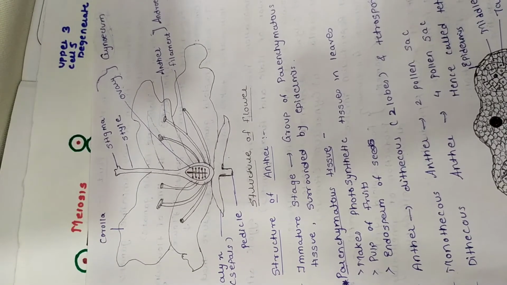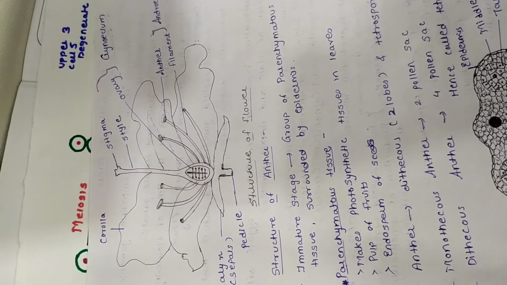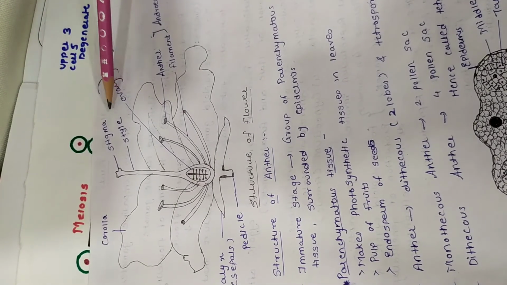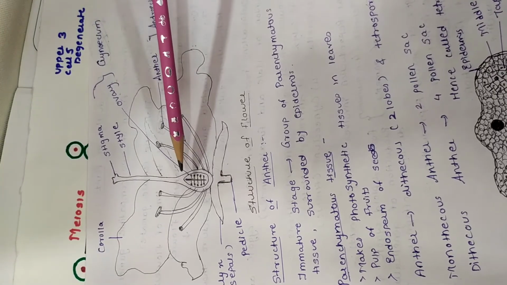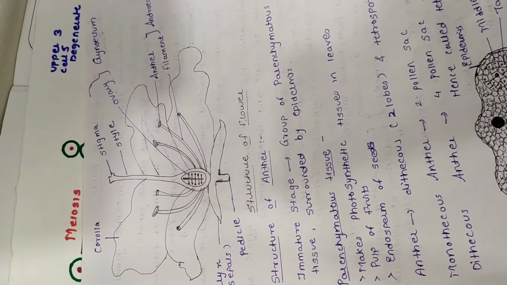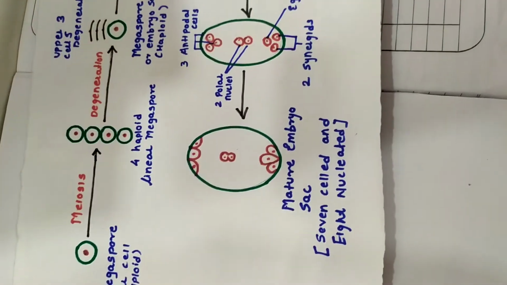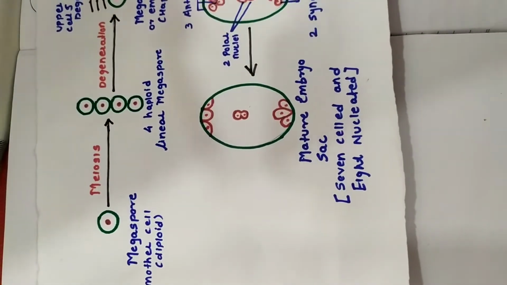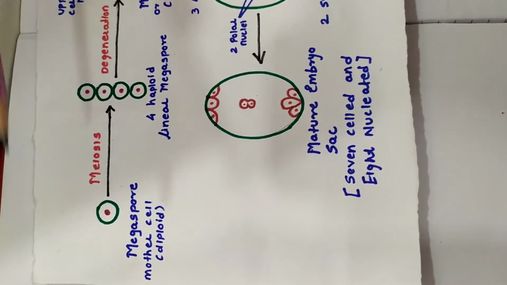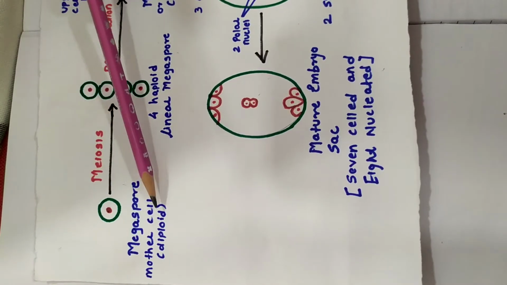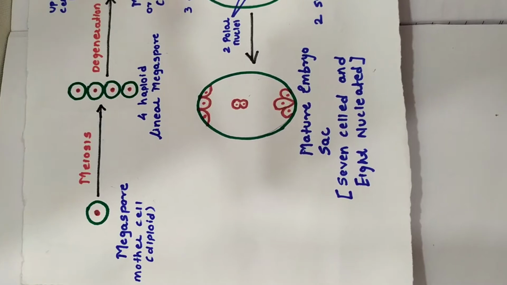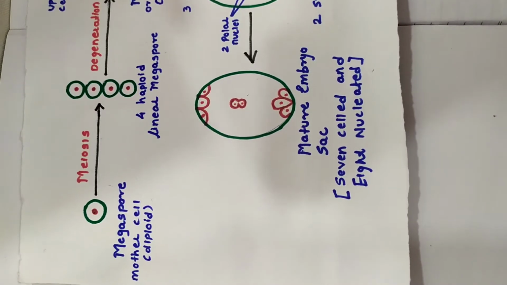The process of development of the female gametophyte is called megasporogenesis, and the female part of the flower is the gynoecium, which includes stigma, style and ovary, and inside the ovary there are a number of ovules. The development of the female gametophyte starts with the MMC, the megaspore mother cell, which is diploid in nature.